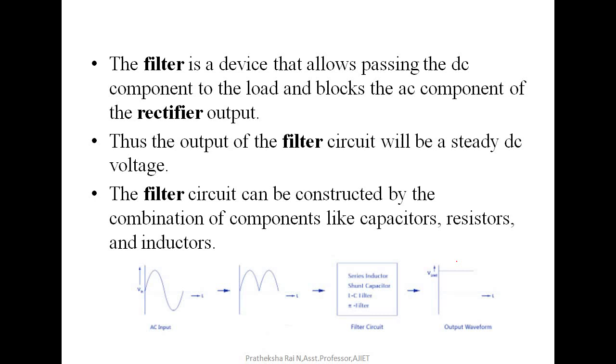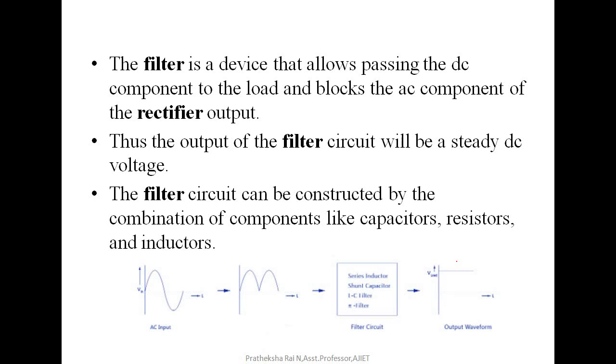In the same way as I told you, a tea filter allows the pure tea into the output, whereas it blocks the tea residues which are no longer used. Similarly here, it allows the DC component to the load and blocks the AC component. That's how it makes it almost a pure form of DC. Thus, the output of the filter circuit will be a steady DC voltage.